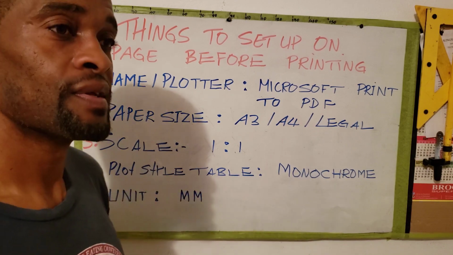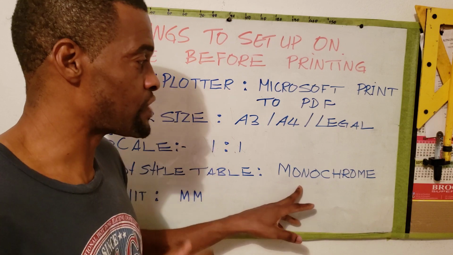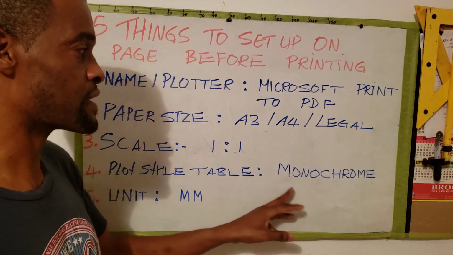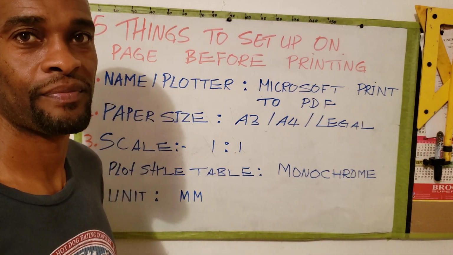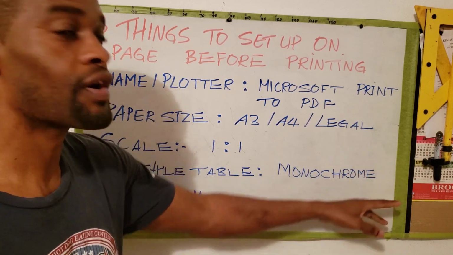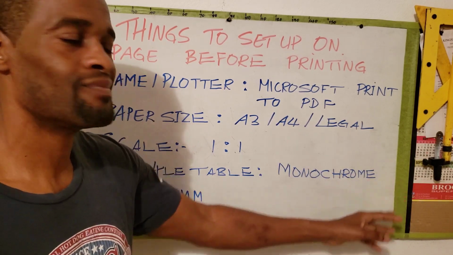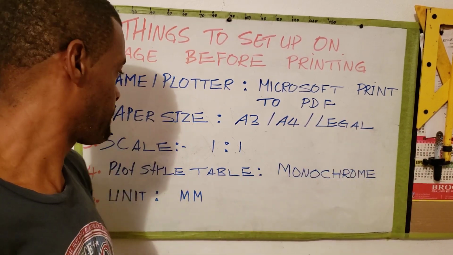Monochrome is pretty much black and white. What this does is allow the drawing to be printed in different shades of gray. So we typically use monochrome as color printing is pretty expensive and it's typically not recommended by CSEC.